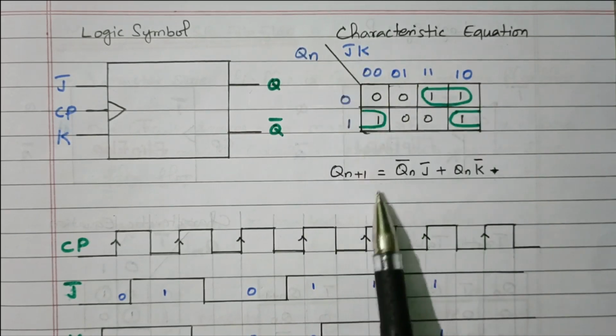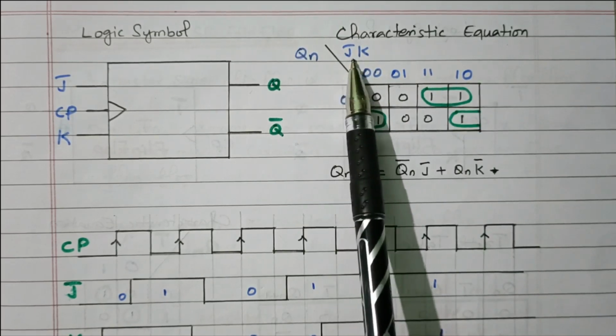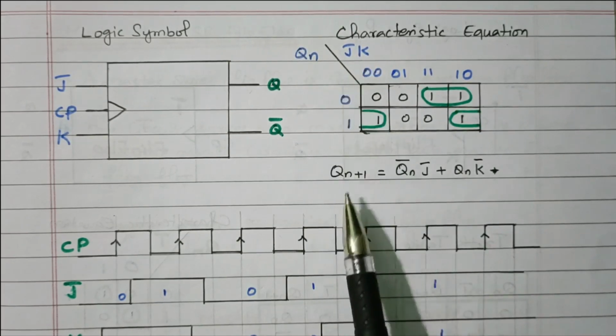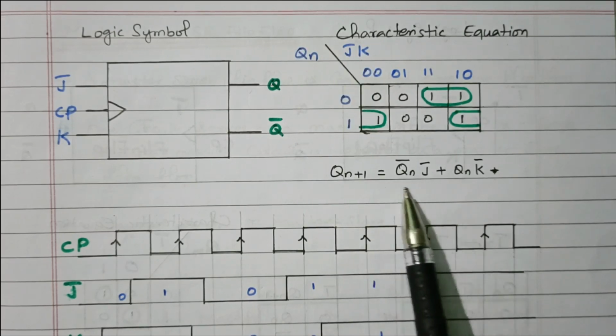We know that Qn plus 1 depends upon the previous output and two inputs. So we are having Qn and J, K, three inputs. From that we calculated the next output Qn plus 1, the next state. So this is the equation.